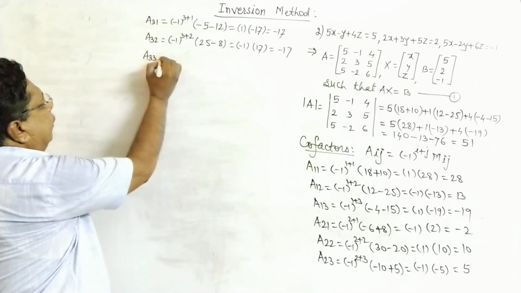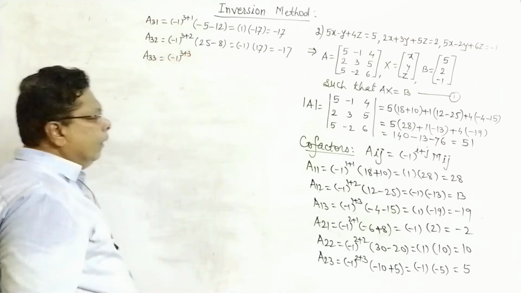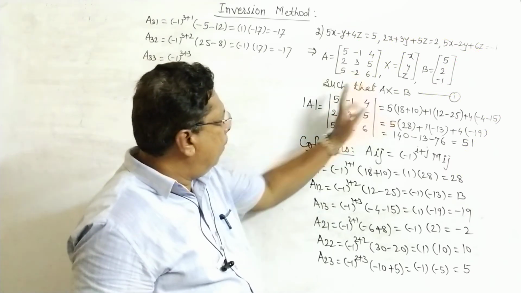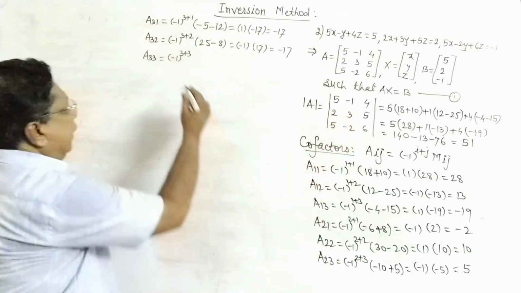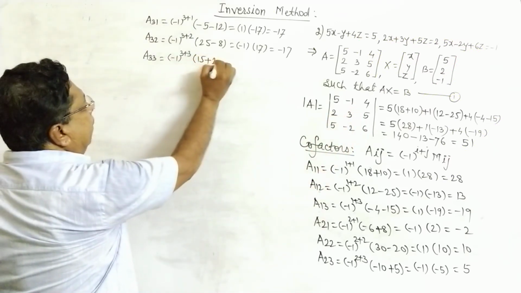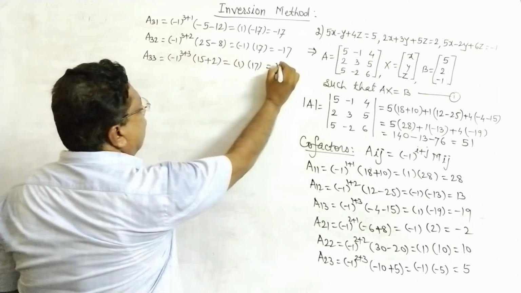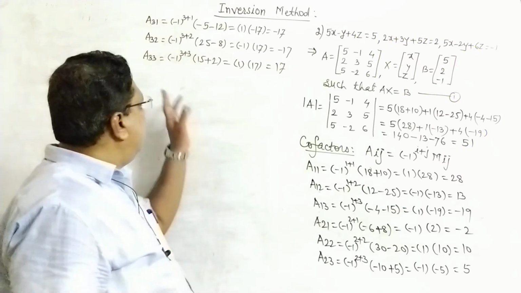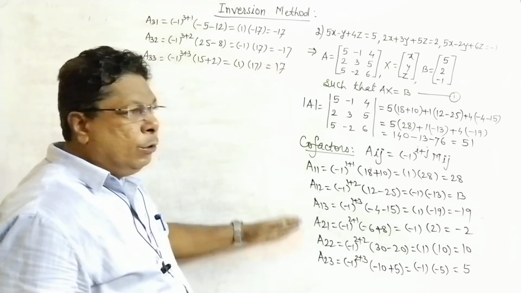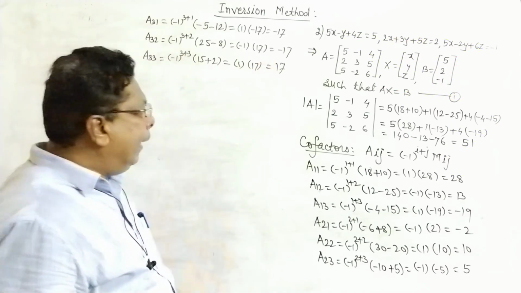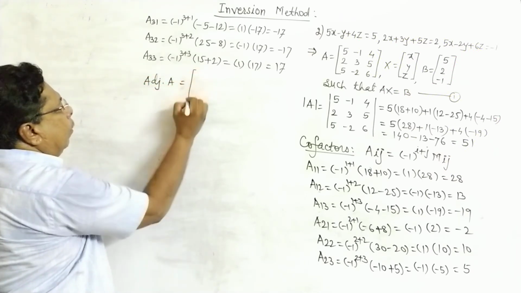The cofactor is A33, third row, third column: minus 1 raised to 3 plus 3. 5 3s are 15, minus 2 1s are minus 2. 15 minus minus 2 means 15 plus 2. Minus 1 raised to 6 is 1, 1 into 17 is equal to 17. Last cofactor, A33, is 17. From these cofactors you have to write adjoint A column-wise.